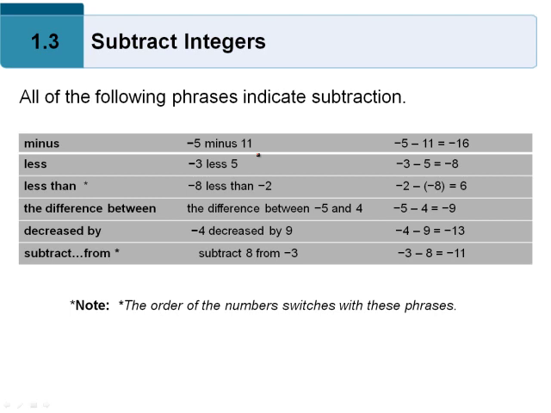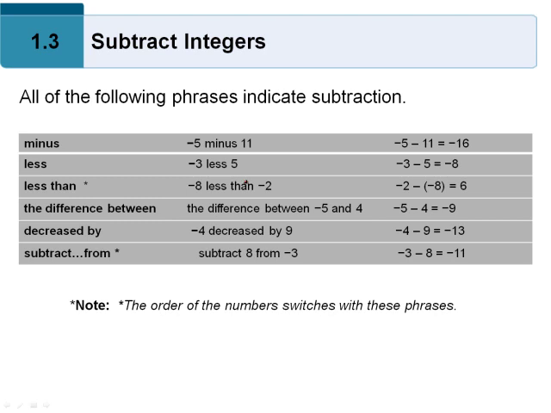I'm not going to go through all the steps of solving it, mostly the translating part for right now. Now, when we have less, negative 3 less 5, we just have to take 5 away from the negative 3. So that just goes right in order.